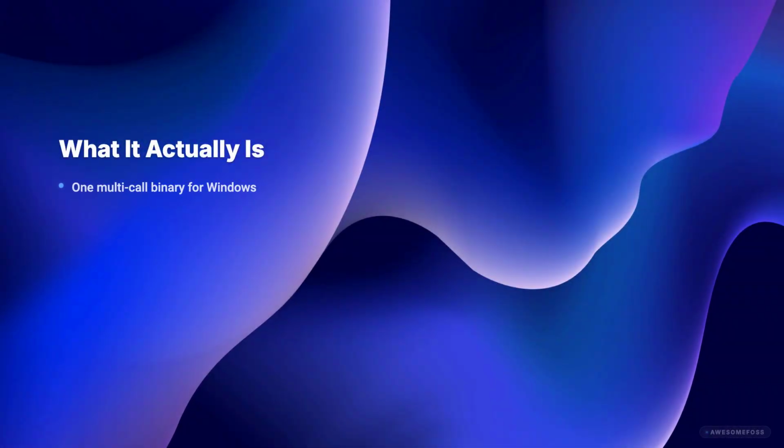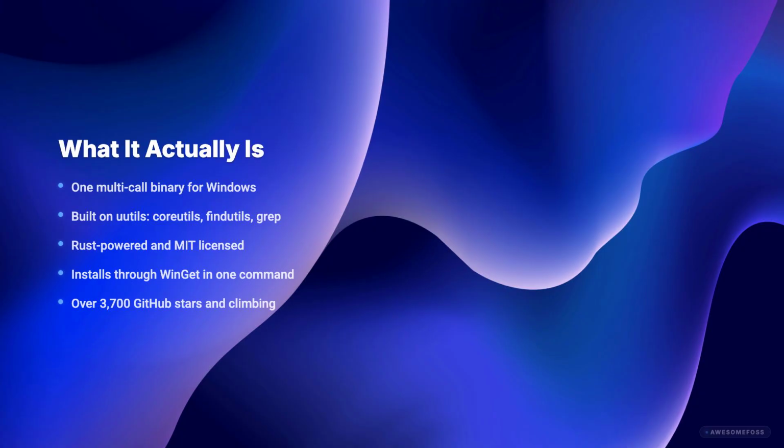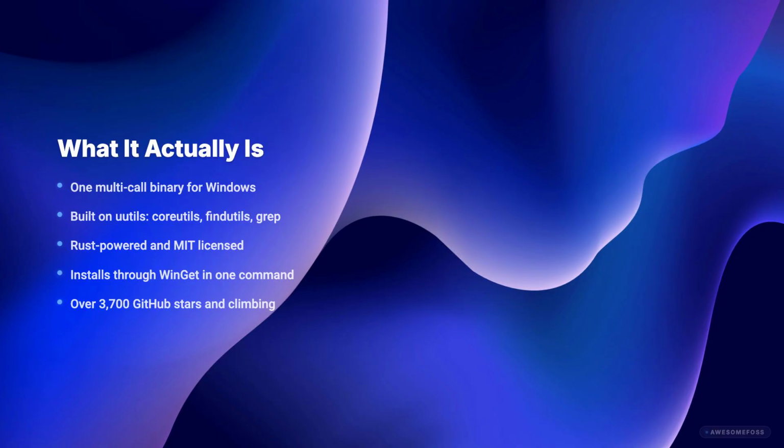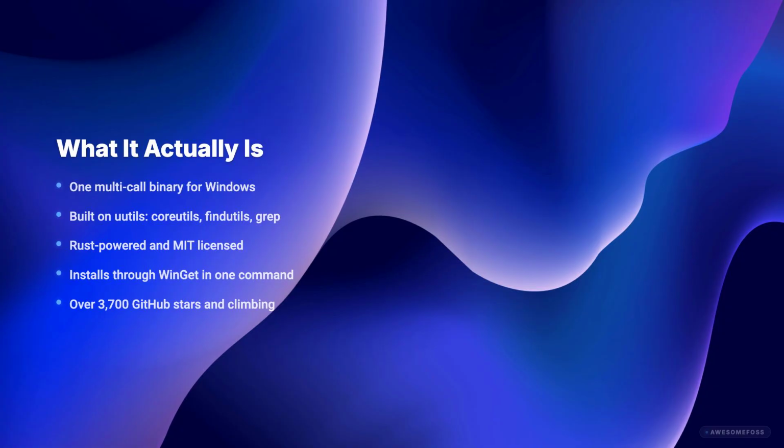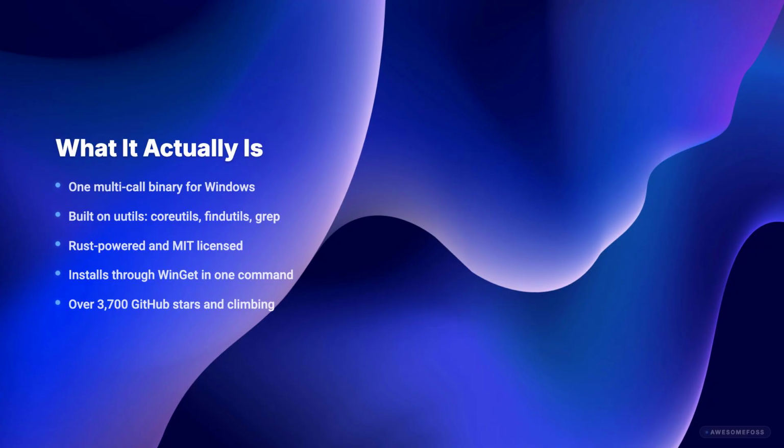So what exactly is Coreutils for Windows? It's a Microsoft-maintained package that bundles Unix-style core utilities into a single binary you can run anywhere on Windows. Under the hood, it pulls together 3 open-source projects from the Utils organization. First, Coreutils, the Rust rewrite of the classic GNU core utilities, things like ls, cat, cp, and sort. Second, findutils, which gives you find and locate. And third, a fresh grep implementation for fast text searching.